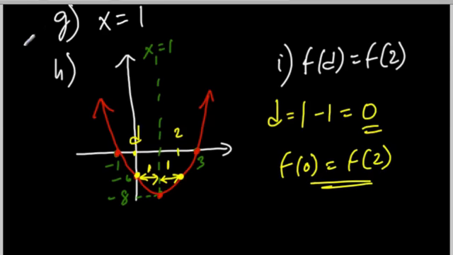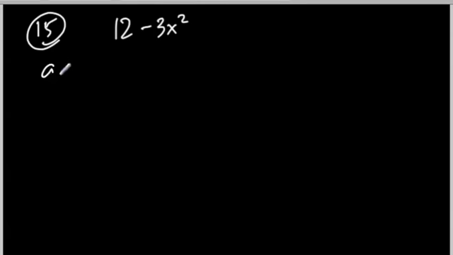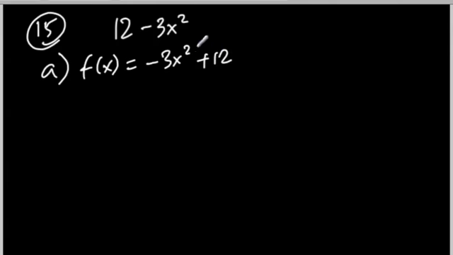Finally, let's get to our very last one, which is number 15. It was 12 minus 3x squared. So let's rearrange it: f(x) equals negative 3x squared plus 12. Now, we only see 2 terms instead of 3, but that's fine. We just want descending order, and this is okay.